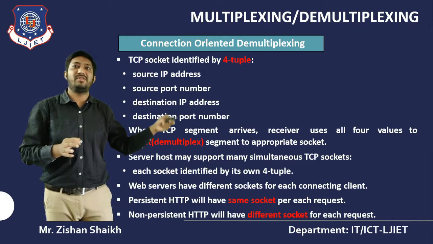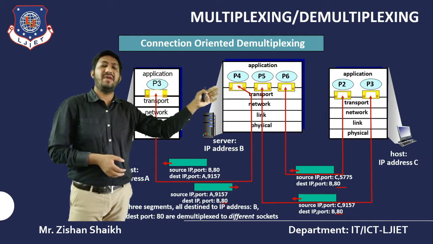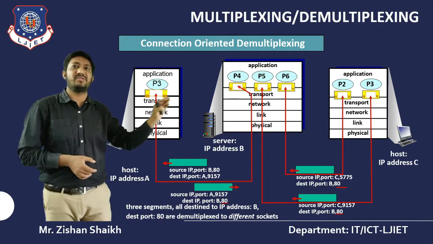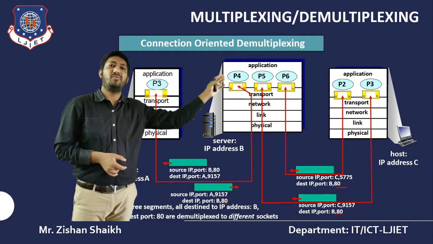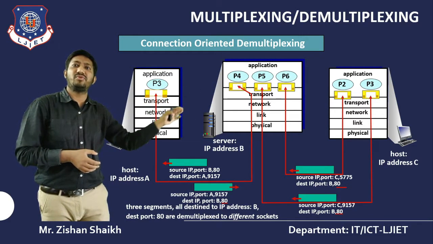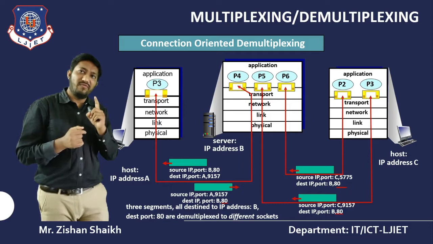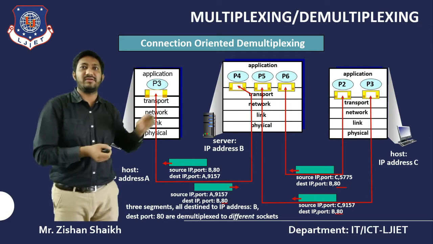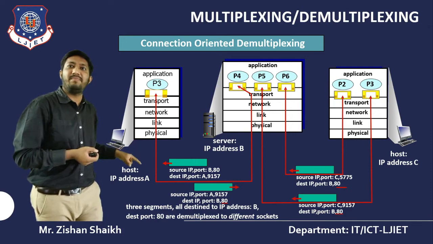Let's understand this topic with the next figure. Here we have applications with processes P4, P5 and P6. Three processes are working right now on this machine. Application A has the P3 process, and another application has P2 and P3 processes. Suppose P4 wants to communicate with P3. What are the requirements here? First we need the IP addresses: the source IP address and the destination IP address. This machine has server IP address B, and this is the IP address of A.